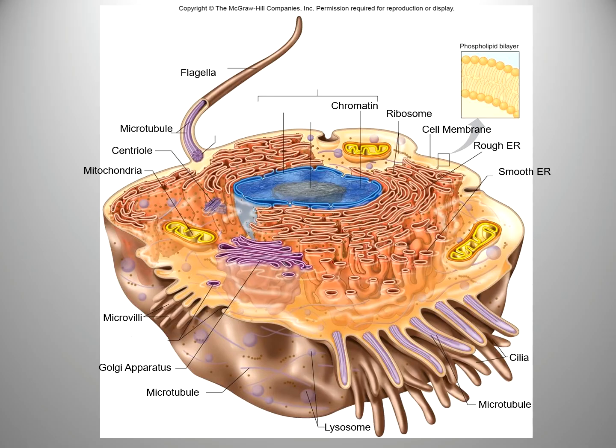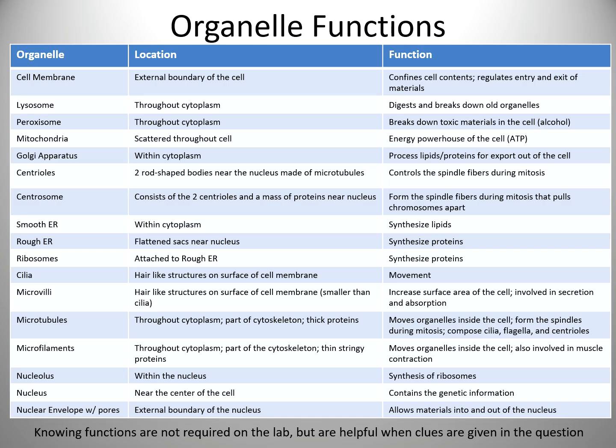And then some specialized cells, like sperm cells, will even have a tail-like structure called a flagella. So knowing the functions of the organelles is not required, but it is very, very helpful to know when clues are given within questions. So this is a great little slide just for you to recap what those organelles are and what the functions are.